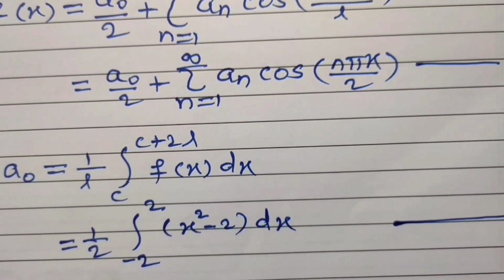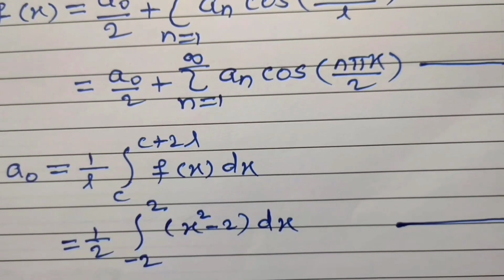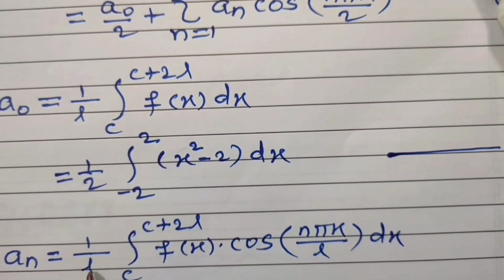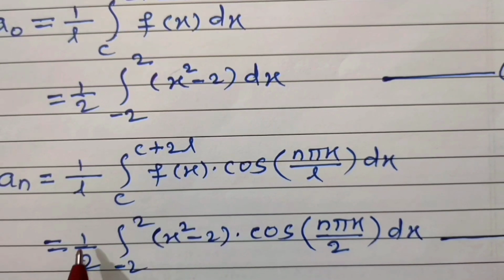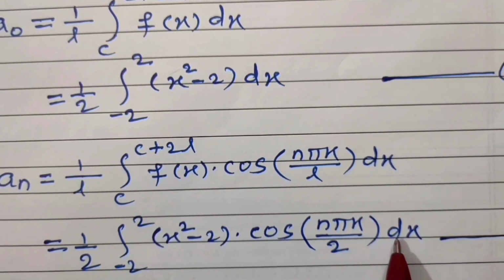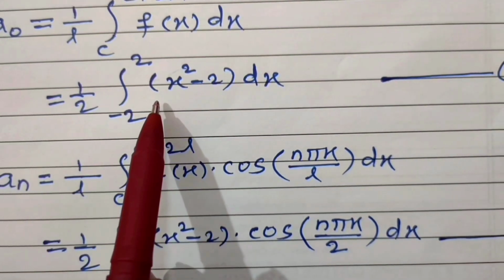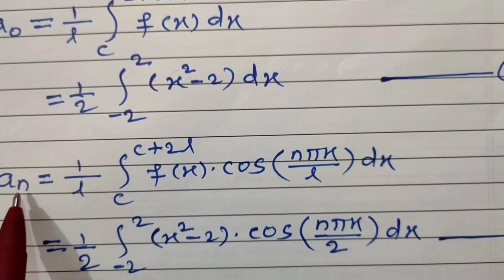Similarly, we have to write the formula for the second Fourier coefficient. An is equal to 1 upon L integral from C to C plus 2L f of x into cos of n pi x divided by L with respect to x. Now replace L by 2, C by minus 2 and C plus 2L by again 2. So An can be written as 1 upon 2 integral from minus 2 to 2 of (x square minus 2) into cos of n pi x divided by 2 with respect to x. Okay. In step number 2, to get the value of A0, we have to evaluate this integral, and to get the value of An, we have to evaluate this integral.